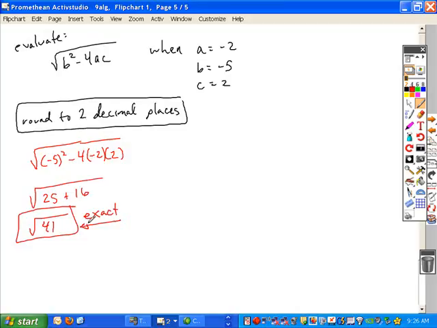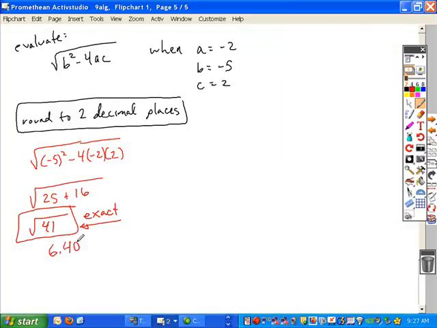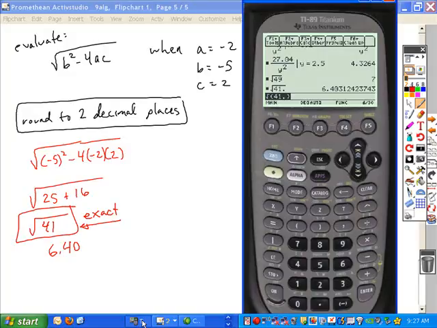If you are testing this in your calculator or using your calculator to evaluate this, you can either type those in on your own. So if we take the square root of 41 and we put a decimal in it so that we get the approximate value, 6.40 would be the approximate value, you can enter it this way.